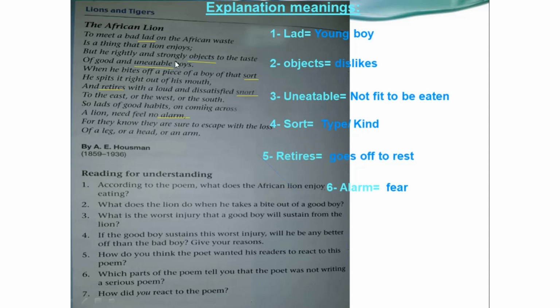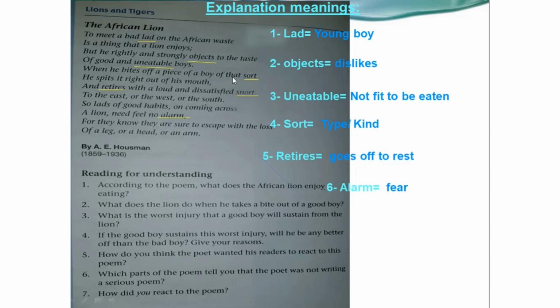So now we'll quickly go through this and read the lines. Now let's come back to the poem. When he bites off a piece of a boy of that sort, he spits it right out of his mouth. Of that sort means that type, kind. Which kind are they talking about? The good boy. Lion is not going to enjoy the taste. After taking one bite, lion is going to spit it out. Spit means throw out of the mouth.